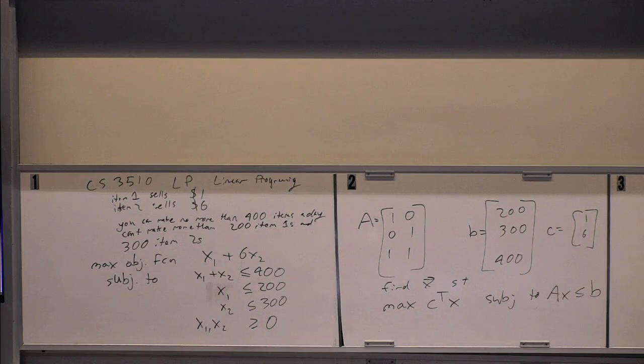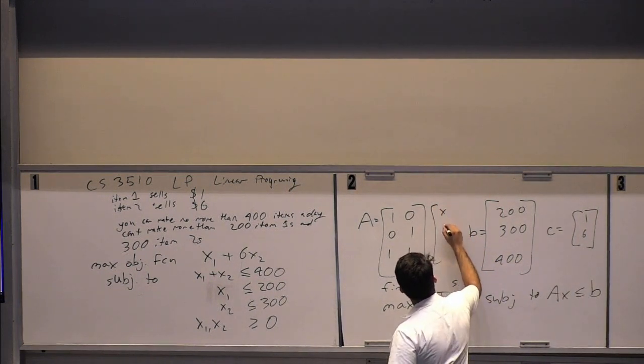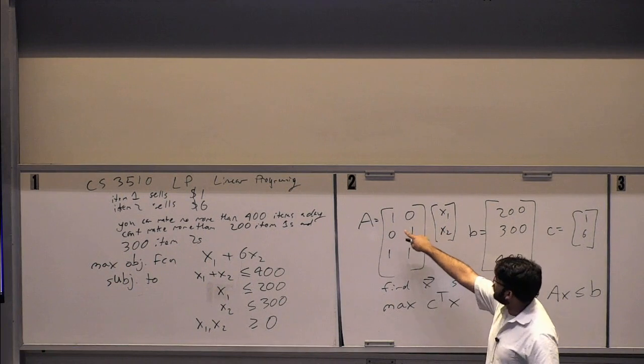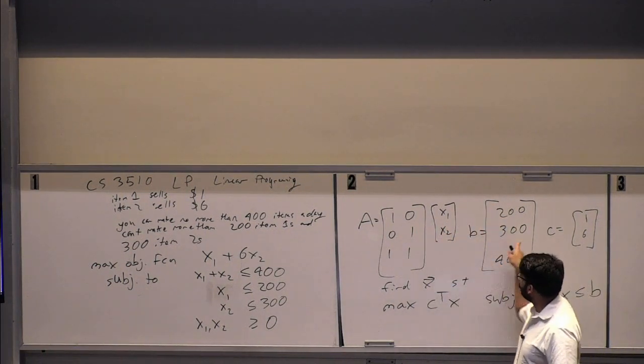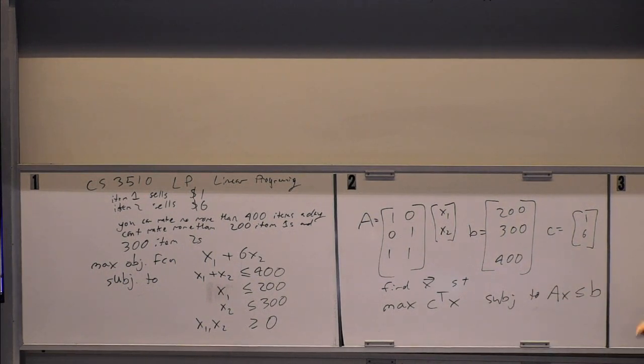Are you convinced that this set of matrices and vectors is the exact problem here? If you have x1, x2, you flip it, and you get x1 must be less than or equal to 200, x2 must be less than or equal to 300, and then x1 plus x2 must be less than or equal to 400, which is what our constraints are. Similarly, you take the transpose of C as a vector just so you can multiply it as a dot product with another vector. Any questions? No? Okay. So this is called standard form.